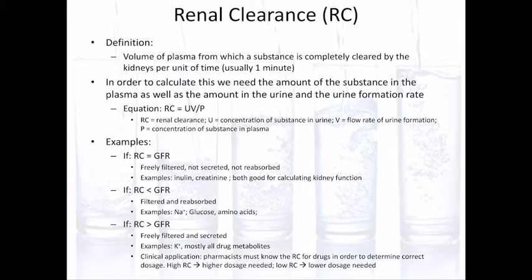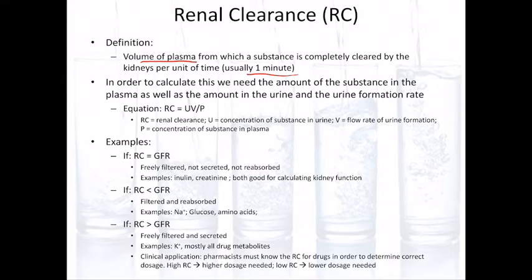So this is another thing that you will need a calculator for when we get to the final exam. Renal clearance is really a medical test used to determine a couple things. It can be used to determine how well the kidneys are functioning, but really also to determine how a certain substance is handled in the body. Okay, so the definition of it is the volume of plasma from which a substance is completely cleared by the kidneys per unit of time, and usually used in a minute.